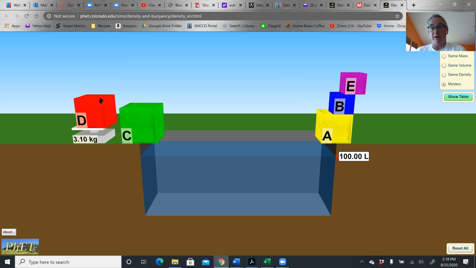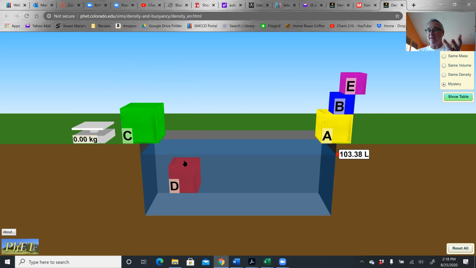So it gives you 3.1, that looks familiar, 3.1 kilograms. And we don't know what its volume is, so we dunk it in the water. You can see that it's floating, but we need to push it down. So it's 3.1 kilograms, but its volume is 3.38 liters. So then we calculate the density and then refer back to what had that density. What do you think this is? What does that look like to you? It should kind of look familiar. What do you think D is? Ice. It's ice. That's right.